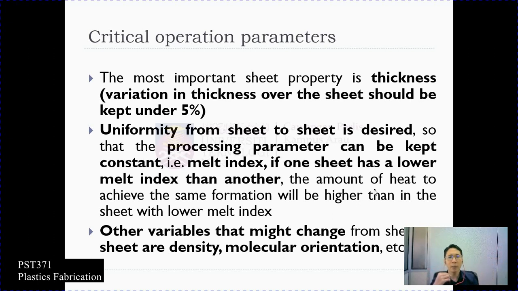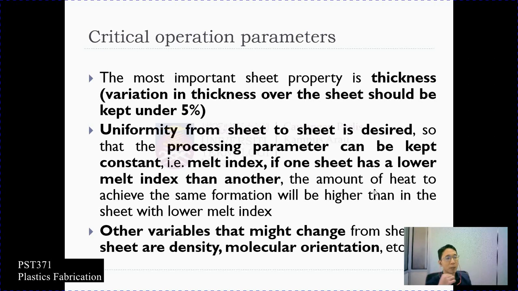Okay, uniformity from sheet to sheet is desired so that the processing parameter can be kept constant. I.e., if one of the sheets has a lower melt index than another, the amount of heat to achieve the same formation will be higher than in the sheets with the lower melt index. So kalau pakai different types of plastic material, so parameter dia akan berubah juga. Okay, you need to know the melt index. Okay, other variables that might change from sheet to sheet are density, molecular orientation, etc.